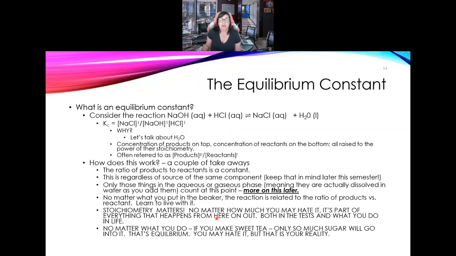The other thing, no matter what you do, if you make sweet tea, only so much sugar is going to go into that tea. That's it. At a given temperature, I cannot change it. And as much as I might want that sugar to go more into that solution, it's not going to happen. That is a fixed ratio that we have there.